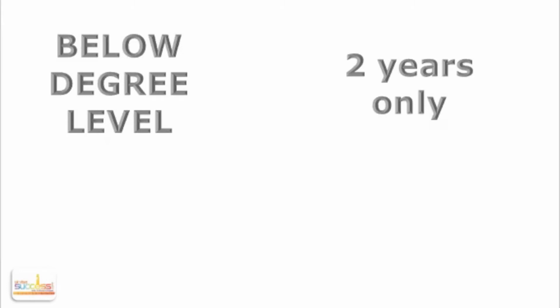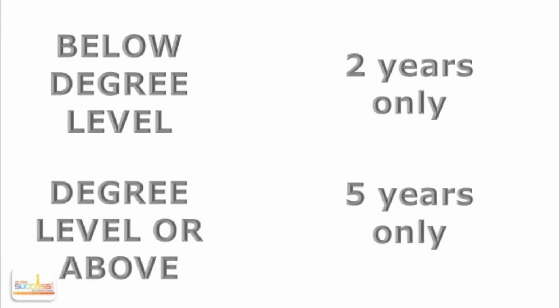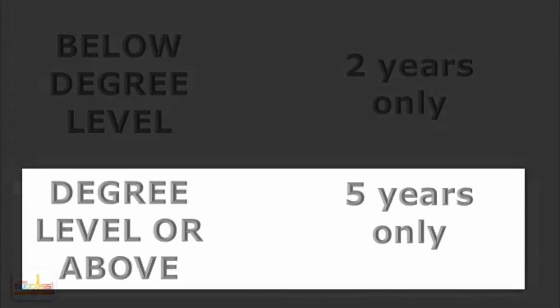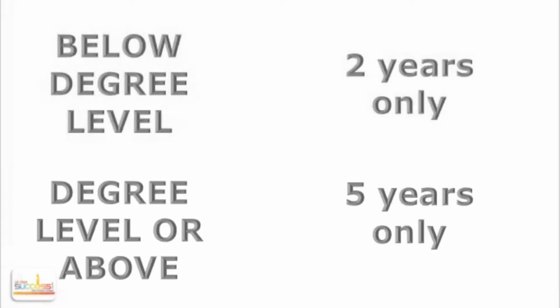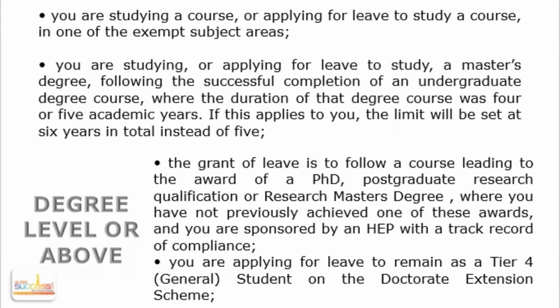And by the way, these 2 years can be spent studying one course or a number of courses, and the time that you can spend studying at degree level or above does not include any time that you spend studying as a tier 4 child student or as a tier 4 general student aged 16 or 17. The time that you can spend studying at degree level or above as a tier 4 general student from the age of 18 is limited to 5 years, unless one of the following applies.